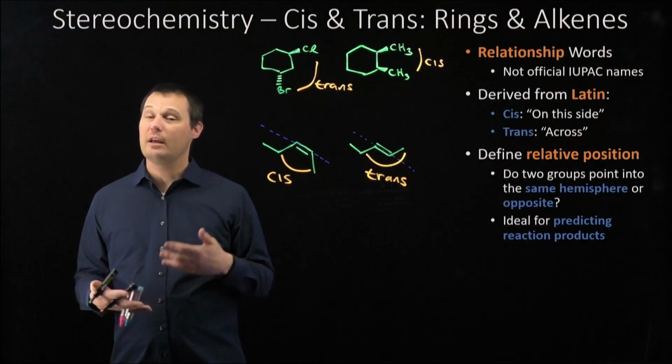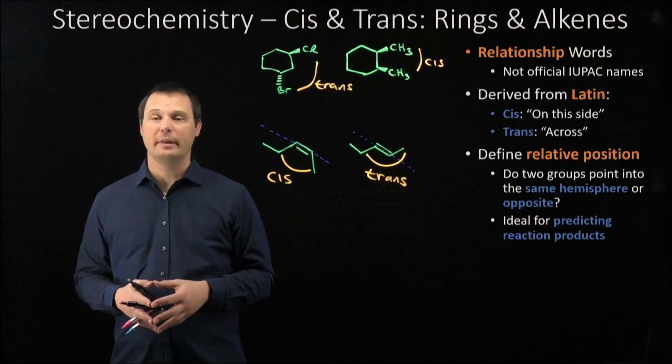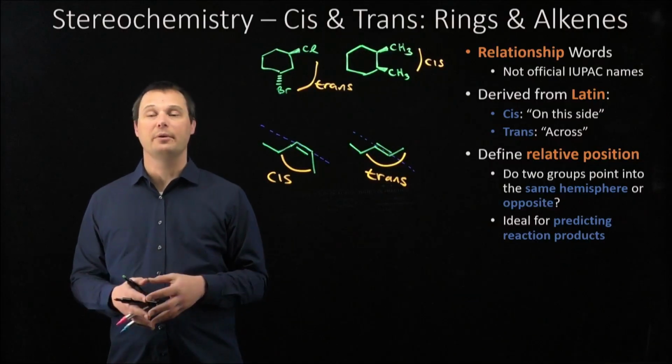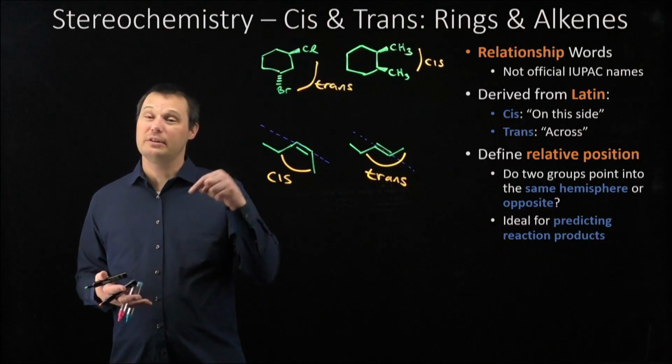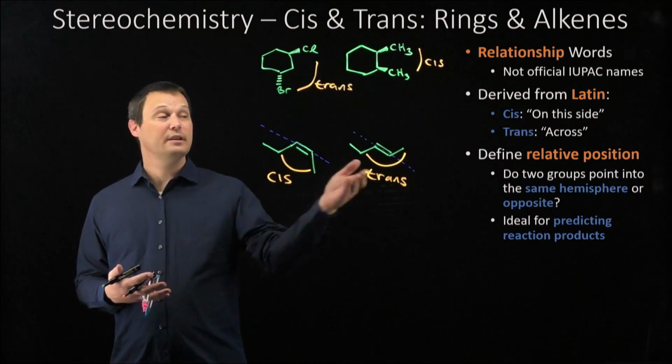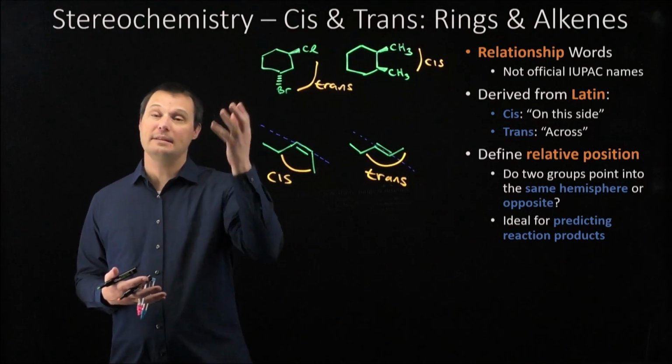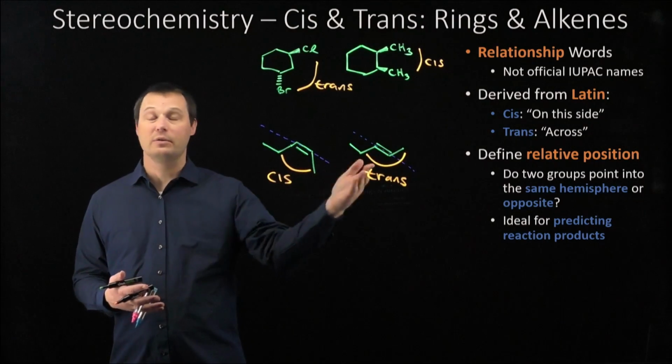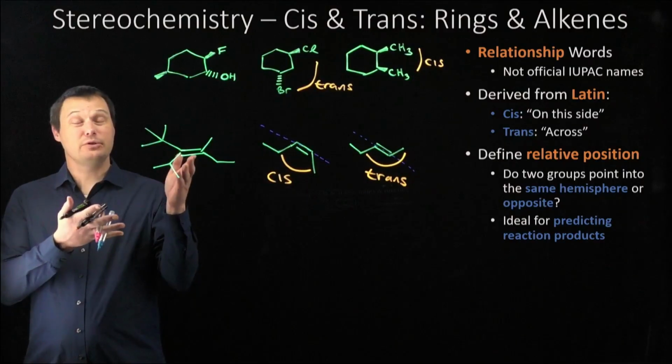The official IUPAC name would require an E or a Z geometry label, and that's beyond the scope of this video, though I do have links to all of those videos in the description down below. For sure, cis and trans are faster for visualizing the molecule from the name than E or Z ever could be. Now here is where students get burned.